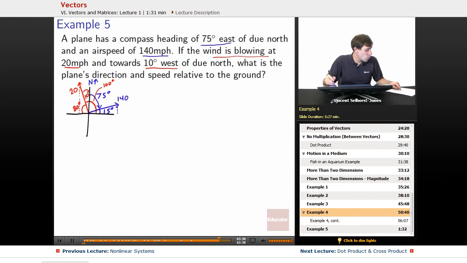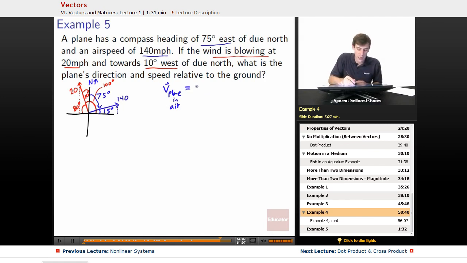So the plane, what is the velocity of the plane in the air? To be able to figure out what the plane's direction and speed is relative to the ground, we have to combine its motion in the medium with the medium's motion relative to the ground. Its motion in the medium is the 75 degrees east of due north, and an airspeed of 140 miles per hour. The blue part, and the red part, the wind blowing, is the air relative to the ground. So we have to combine those two things.